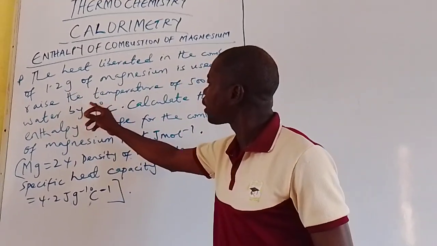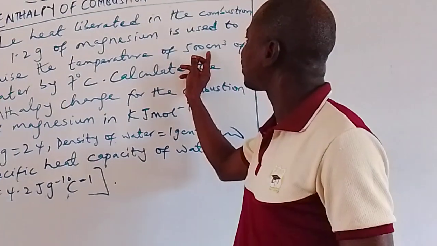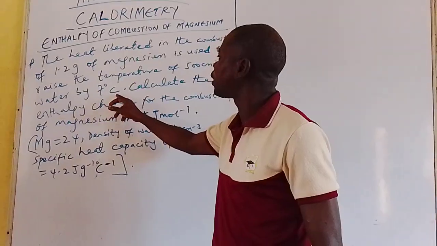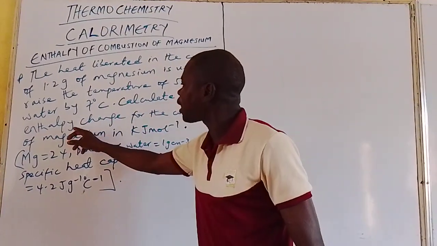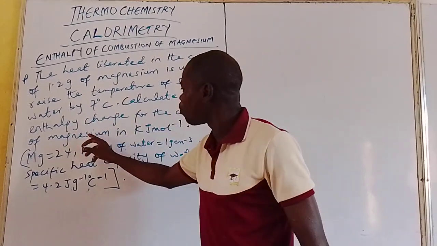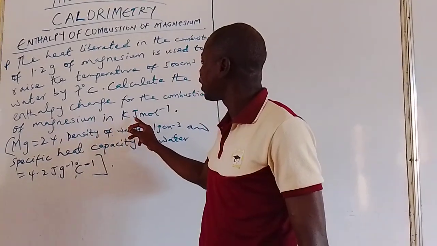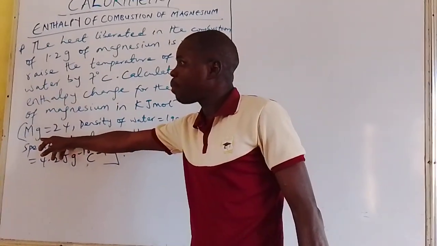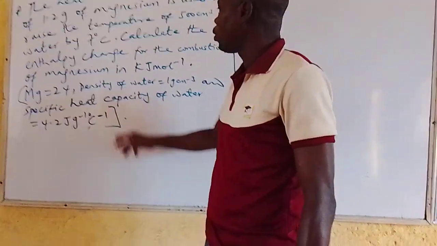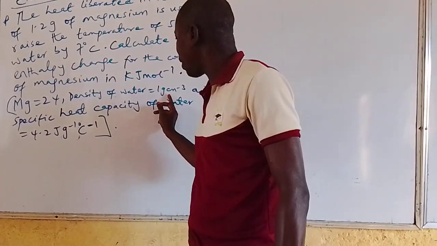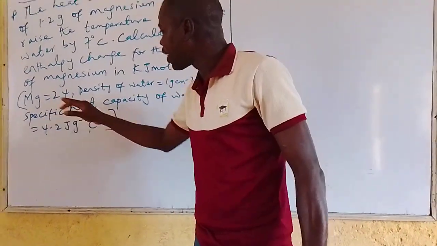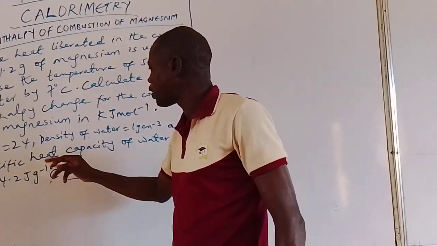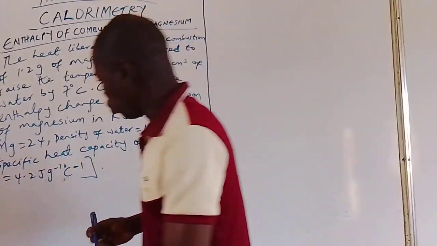Now the question goes thus: the heat liberated in the combustion of 1.2 gram of magnesium is used to raise the temperature of 500 cm³ of water by 7 degrees Celsius. Calculate the enthalpy change for the combustion of magnesium in kilojoule per mole. The atomic mass of magnesium is 24. Density of water is 1 gram per cm³. Specific heat capacity of water is 4.2 joules per gram per Celsius. Now, the solution.